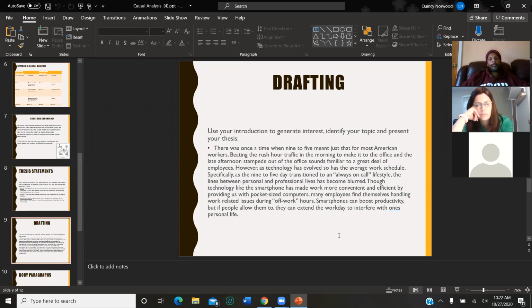Okay. Now, all right, let's look at some of the features of a causal analysis. And I have on this slide an introduction. All right. Does yours have to sound like this one? No. All right. But should your introduction have an attention grabber, some background or some context, and a thesis statement? Yes. And let me say those again.